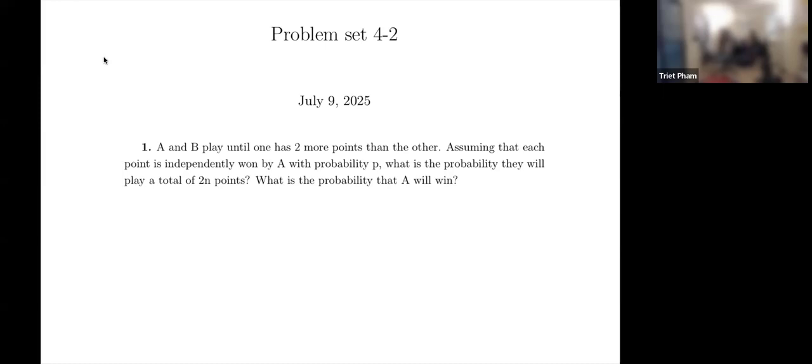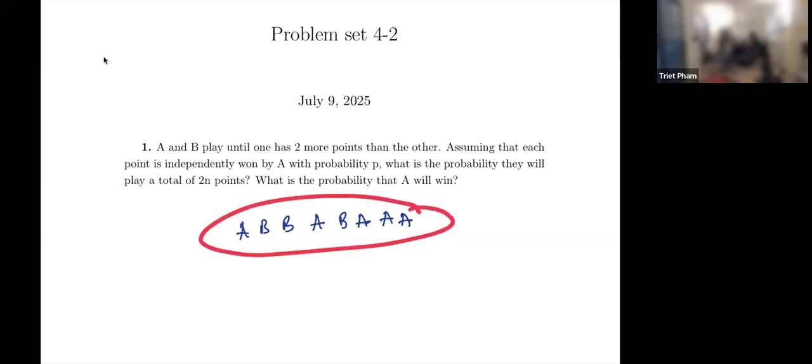So the first thing to do is to understand the structure of the problem clearly before you solve it. Here, the structure of the problem is that A and B play a series of games until one has 2 more points than the other. So for example, something like this, and then something like that. This is an example where A wins the game. It has 2 more points than the other.